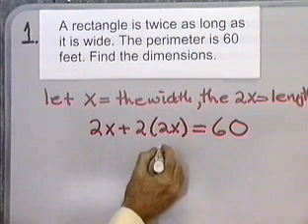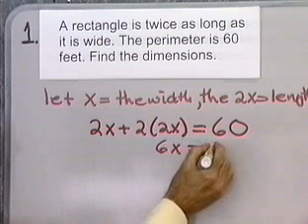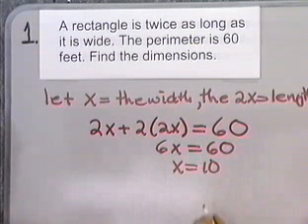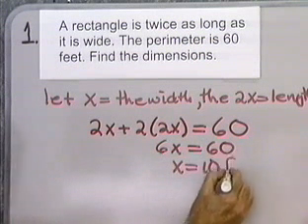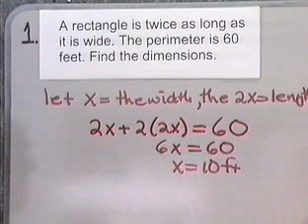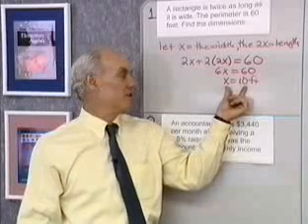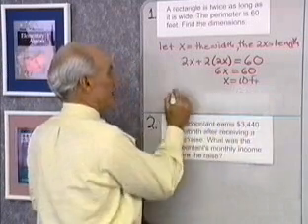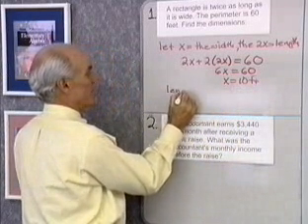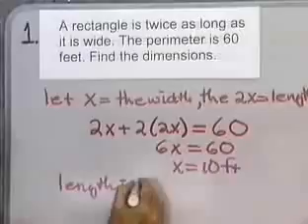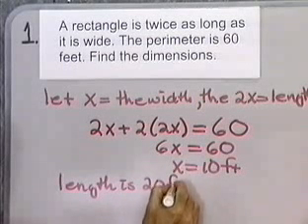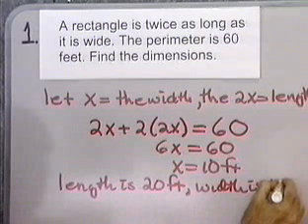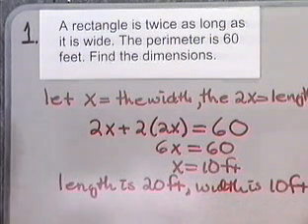The next step, we want to solve this equation. 2x plus 4x is 6x is equal to 60. Divide both sides by 6. x is equal to 10, and our dimensions are feet. So I found that the width is 10 feet, so the length is going to be twice that, or 20 feet. So I'll say that the length is 20 feet, and the width is 10 feet.